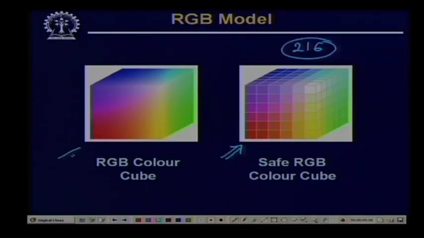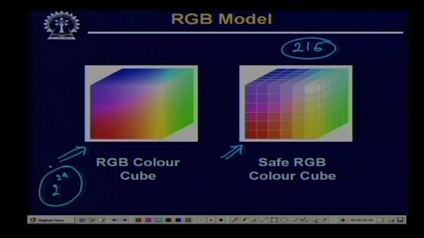You should remember that in case of true RGB, though we can have a total of 2 to the power 24 different colors, not all color displays may have the provision of displaying all the 2 to the power 24 colors, but we can display 216 colors in almost all the color displays. So, this is what is called the safe RGB color model, and the corresponding cube is the safe RGB color cube.